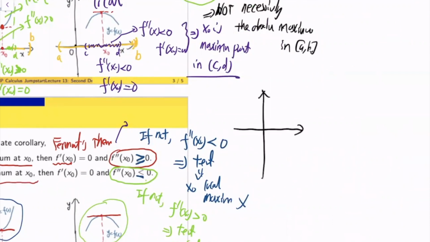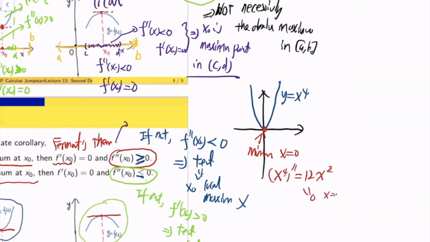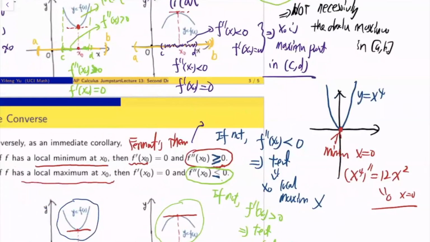Okay, so if I look at the function y = x to the 4, this is not only a local minimum, but an absolute minimum, right? So this is the minimum point when x equals 0. But if you take the second derivative, you get 12x squared, which is 0 when x equals 0. So that's why, if you look at the converse, you have to put the equal sign.